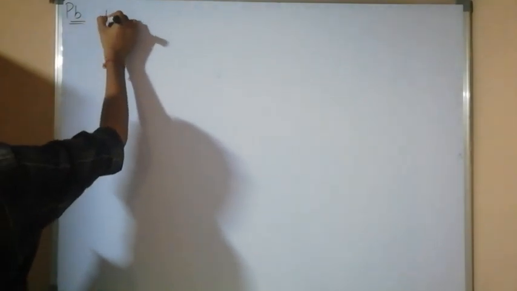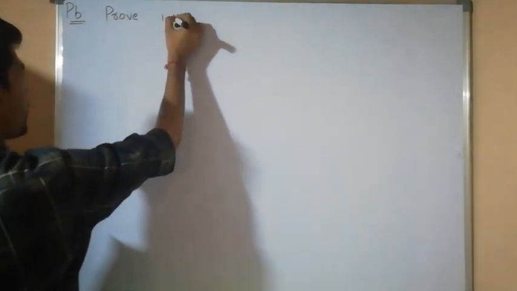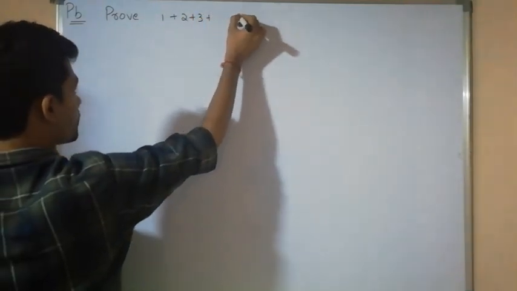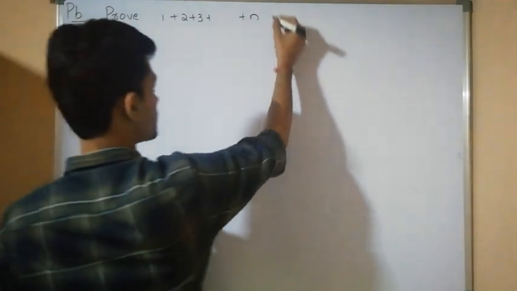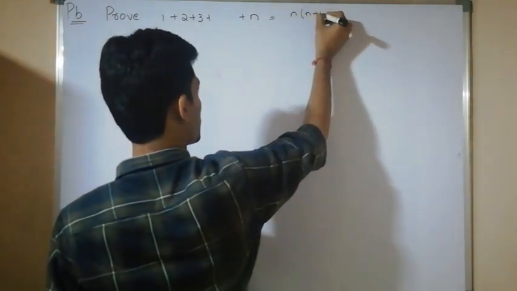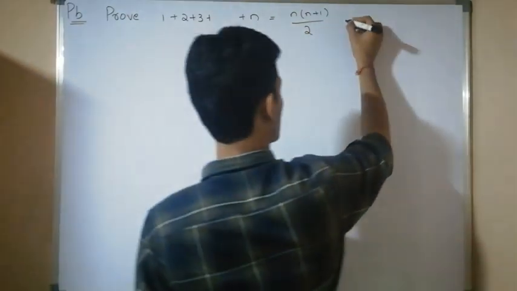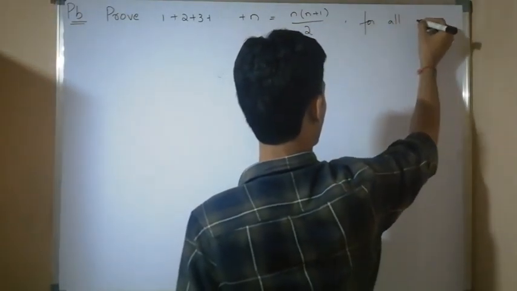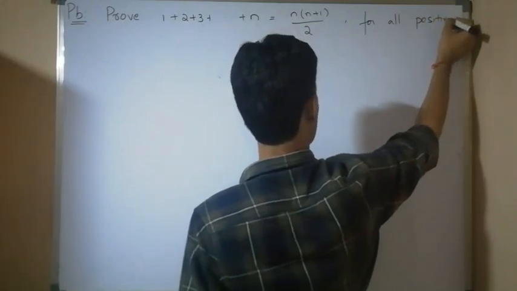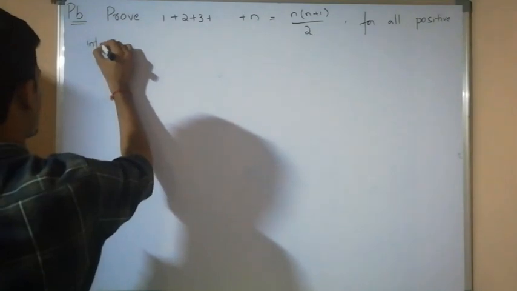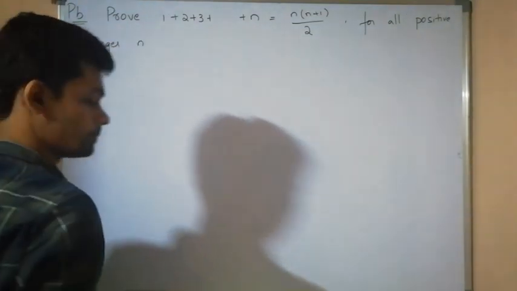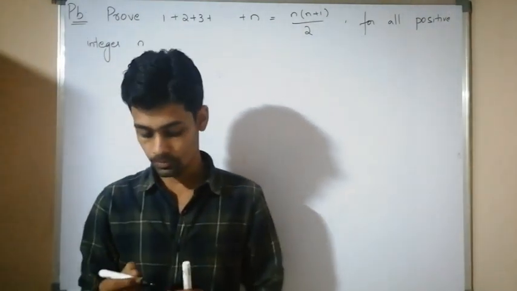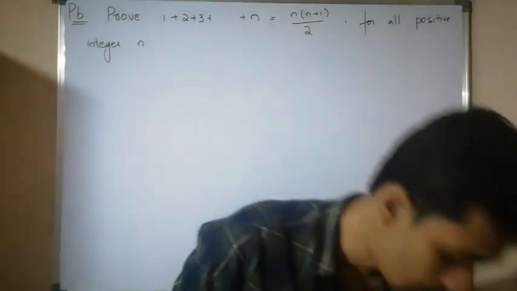Let us solve one problem on the principle of mathematical induction. Problem: prove that 1 plus 2 plus 3 plus so on plus n is equal to n into n plus 1 by 2 for all positive integers n. This one I am going to prove by using the principle of mathematical induction.